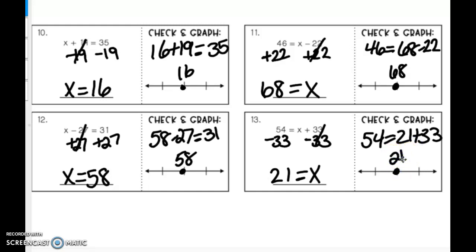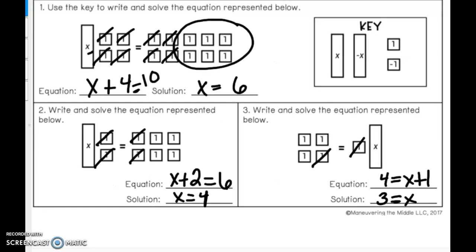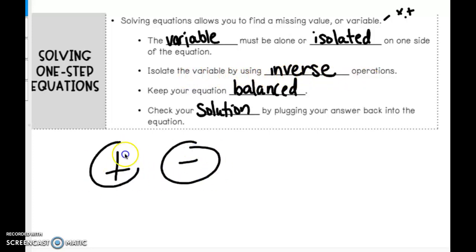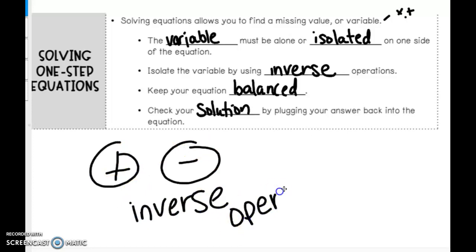Okay? So reminder, opposite operation. We want the x isolated. I'm going to go back to the very first page here and talk about, you're going to isolate the variable by using inverse operations. Add and subtract are inverse or opposite operations. They undo each other. Okay? Keeping it balanced, we make sure that whatever we do to one side, we do to the other. And then we checked our solution by plugging the number back in to make sure that we did get the correct answer.